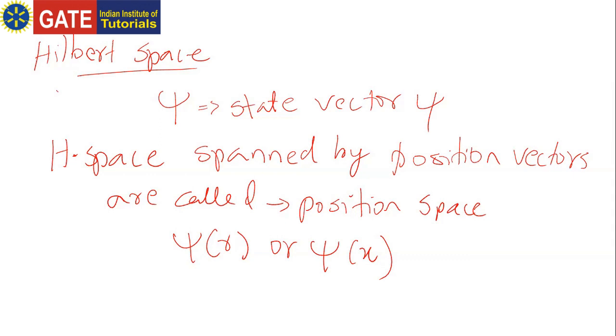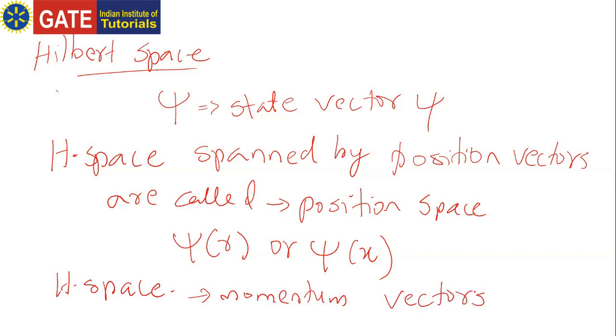And the Hilbert space spanned by momentum vectors, similarly, Hilbert space spanned by momentum vectors, are called momentum space. Here, the momentum space is represented by using psi of p.